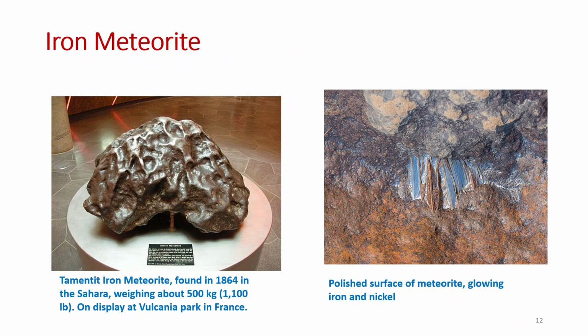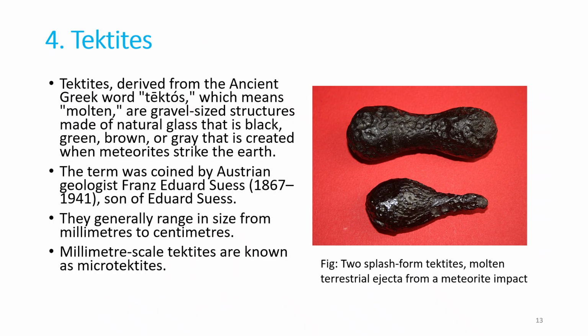These are some pictures of iron meteorites. Tamentit iron meteorite. This was found in 1864 in the Sahara. It weighs roughly about 500 kg. And you can see here the polished surface of the meteorite showing iron and nickel.